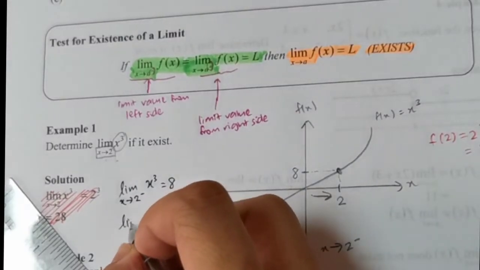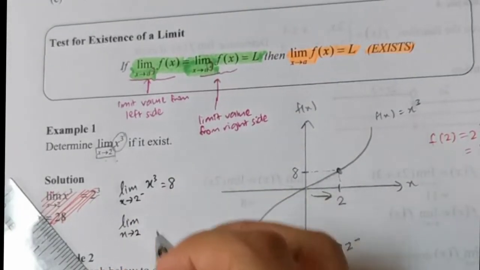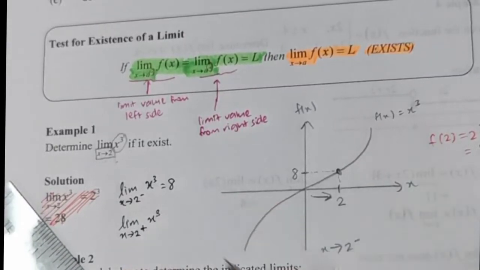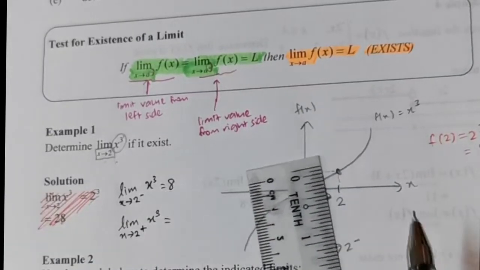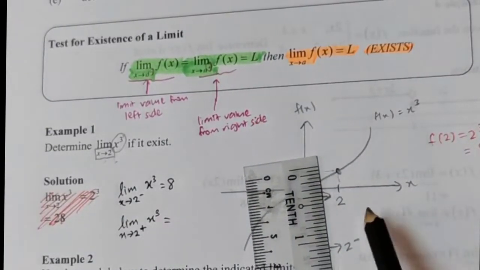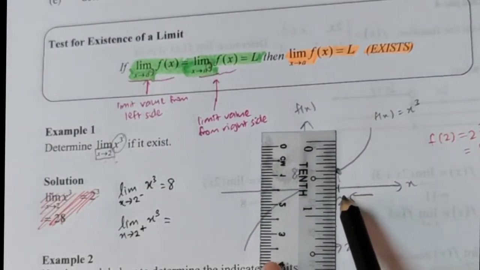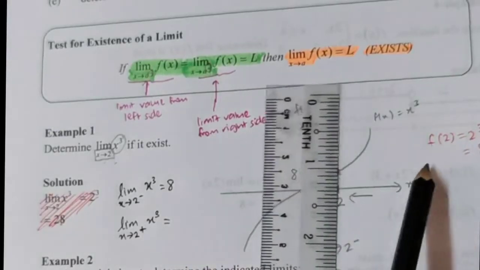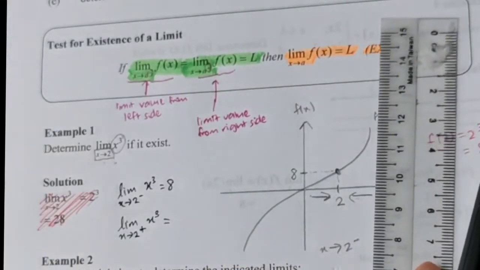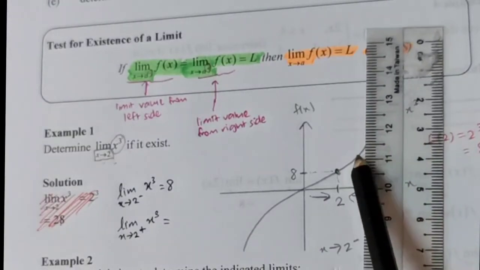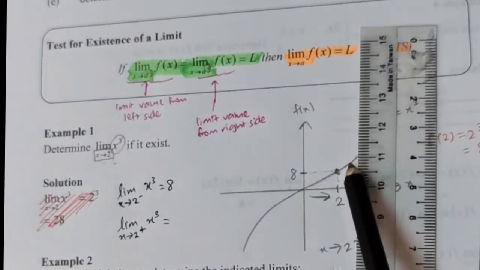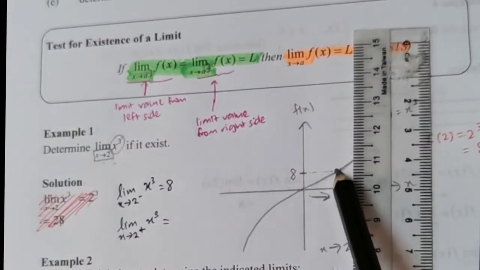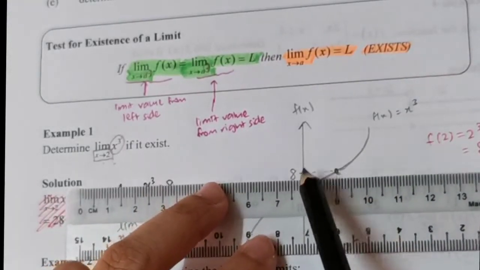And let's take a look at the answer when we want to look at the function from the right hand side. Okay, so just take a look at the right hand side of x equal to 2. From the right hand side of x equal to 2, just move your ruler from the right side of this function. So the function moves approaching 2 from the right hand side, and the value of y here at 2 is 8, also 8.